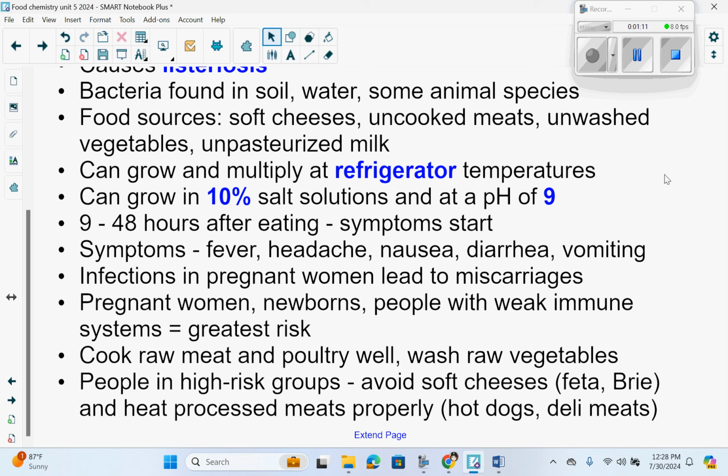Cook raw meat and poultry well and wash your raw vegetables. People in high risk groups should avoid soft cheeses like feta and brie, and heat processed meats properly, like your hot dogs and deli meats.